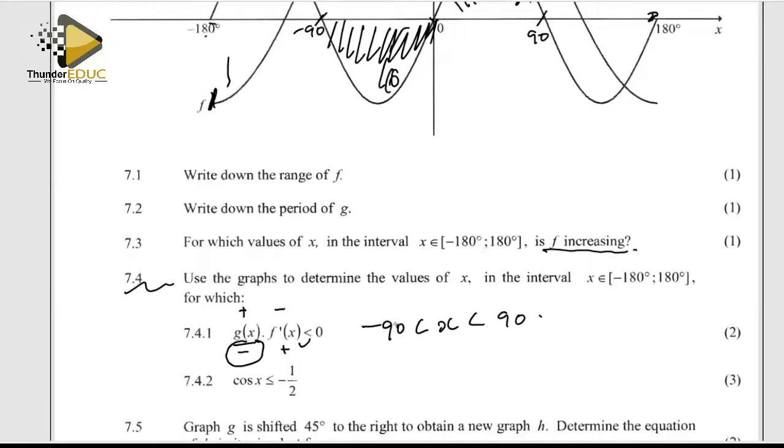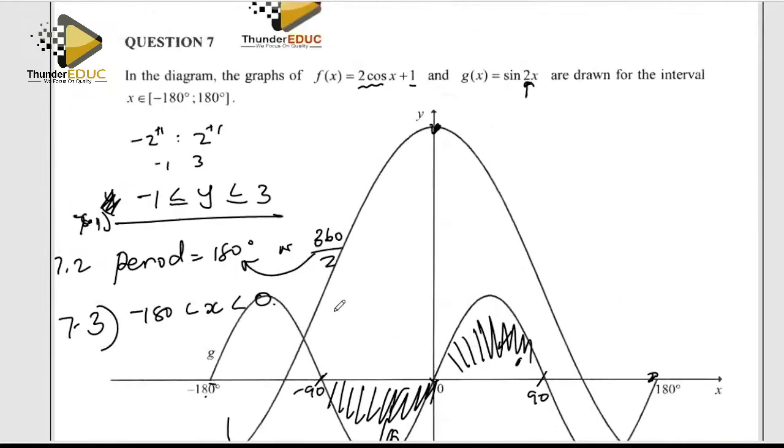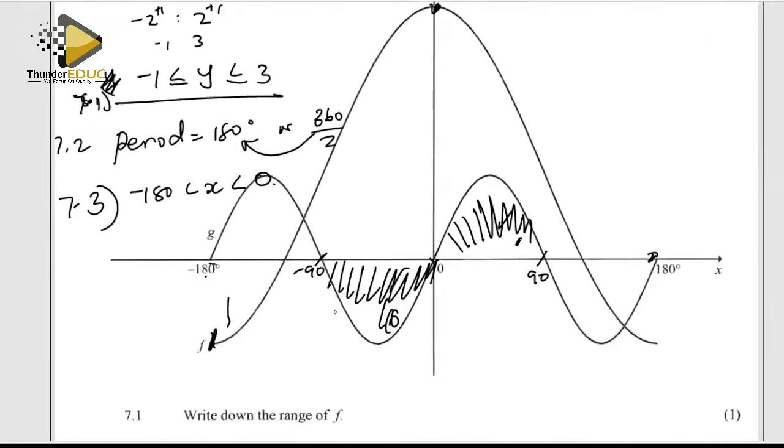7.4.1. Then 7.4.2, where do we find the cos of x to be less than or equal to -1/2? Now, we're looking at the graph of cos, which is the f. So if this is 1, -1, it should be somewhere here.